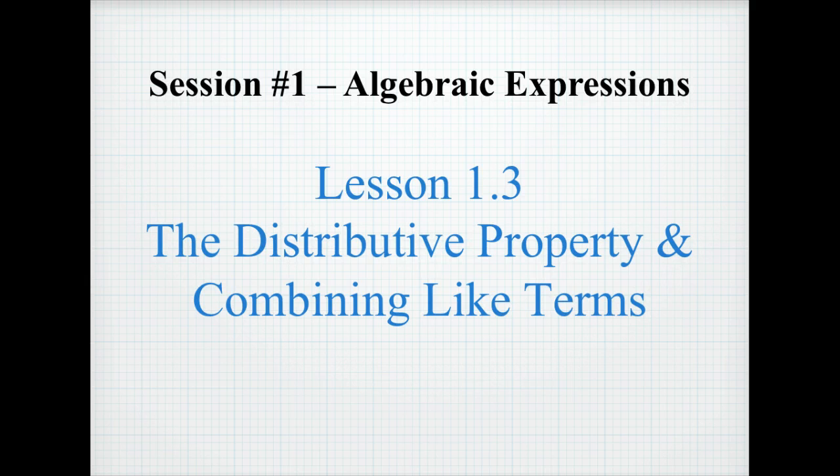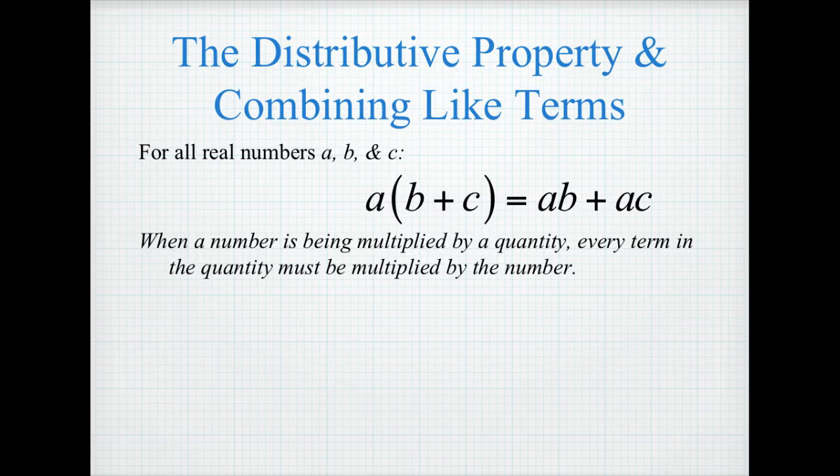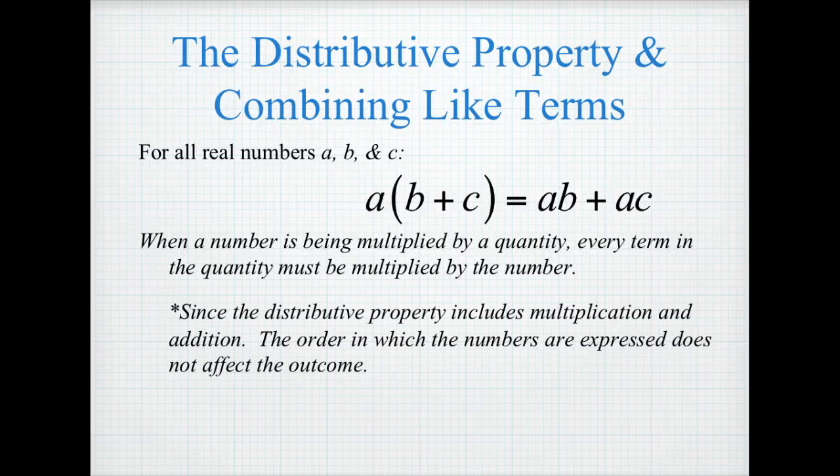The distributive property is employed when multiplying a number by a quantity with multiple terms. So for all real numbers a, b, and c, a times the quantity of b plus c is equal to a times b plus a times c. As you see, the number being multiplied, a, has to be multiplied by every term inside the quantity, b and c. Since multiplication is commutative, the location of the number will not affect the outcome.